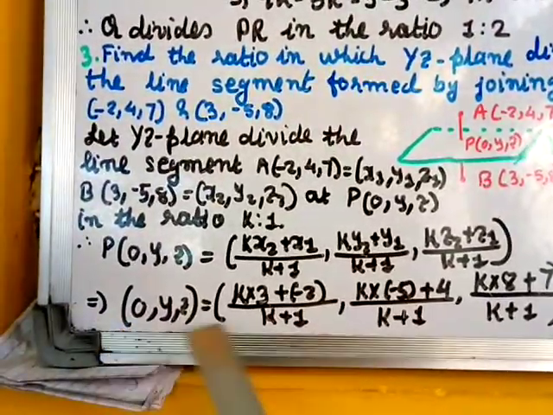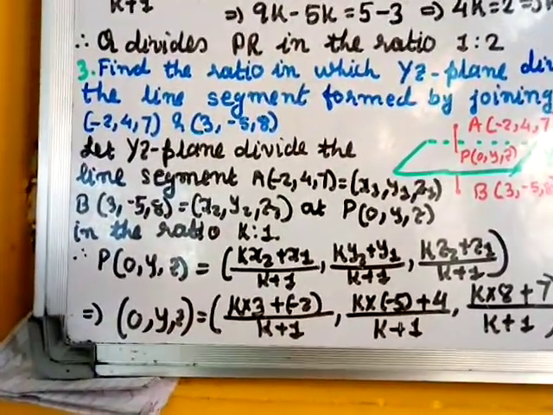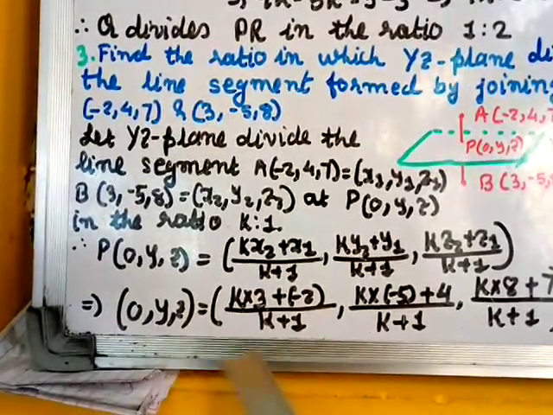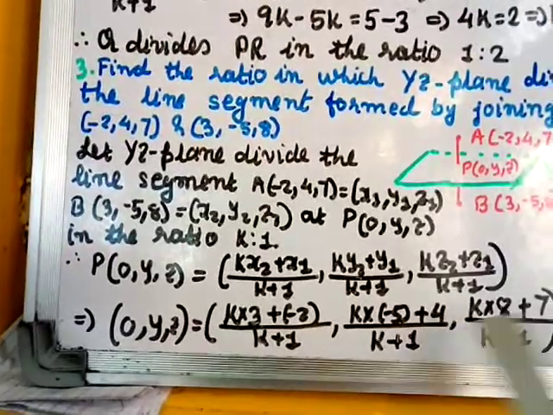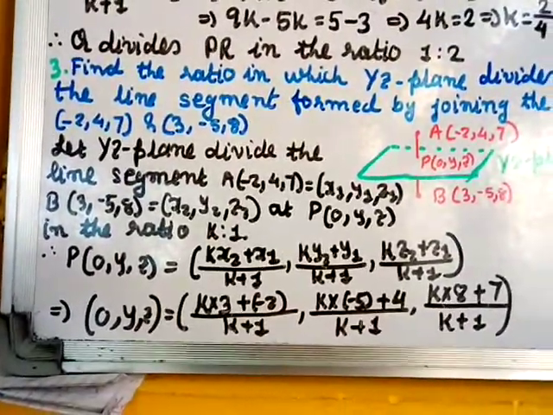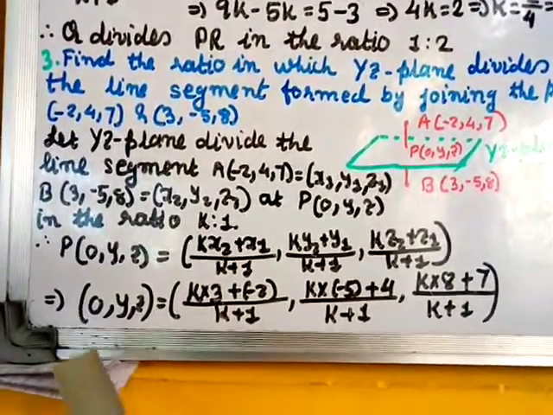So if you compare these two, you will find the value of k. If you want to find the y and z values, then put the value of k, which you found from comparing the first coordinate, into this and you will get the y and z coordinates. Okay, they have not asked us, so we will find only the ratio.